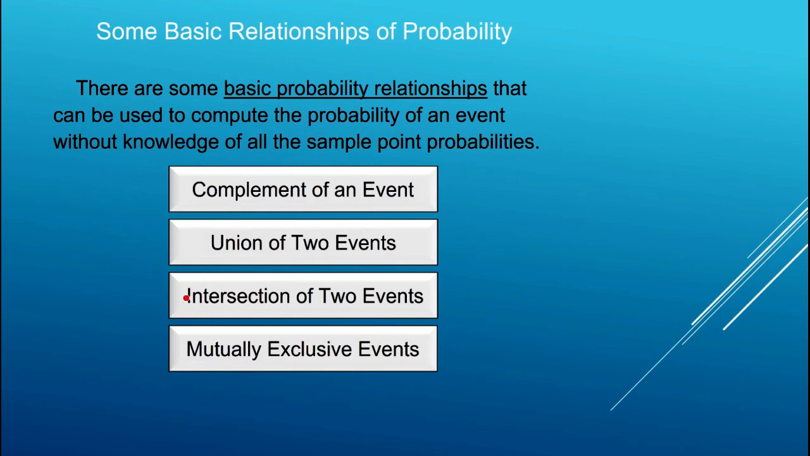Some basic relationships in probability theory that I want to cover in this video are the complement of an event, the union of two events, and when you see the word union, you should think of the addition operation, and the intersection of two events, and when you see the word intersection, you should think of multiplication. I would also like to discuss independent events and mutually exclusive events.